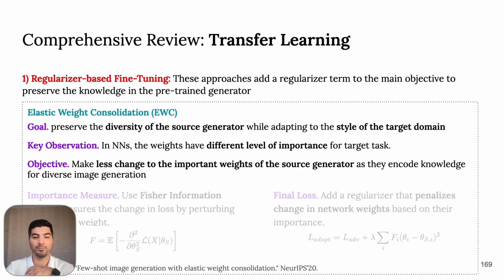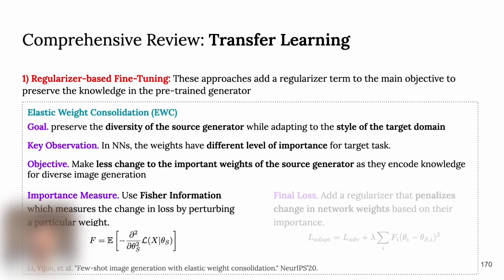Their objective, based on this concept, is that we have some important weights for image generation, and these important weights encode the rich knowledge in the source domain. What we want to do is detect these weights and make less change to them during fine-tuning so we can preserve the knowledge. The remaining weights, which are not that important, we can update to obtain the domain-specific knowledge. For measuring importance, they use Fisher information, which measures the change in loss by perturbing a particular weight.